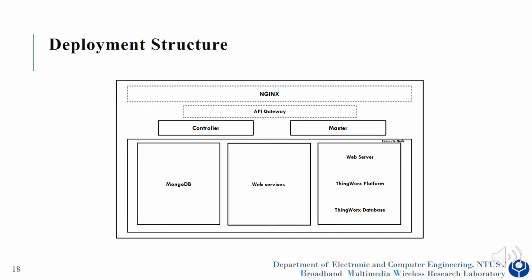This figure is the top view of the deployment structure. So this is the final version after we deploy all of the applications. Nginx and API gateway are deployed outside of the OpenStack. We also separate the MongoDB database to occupy its own VM to ensure data security. The same thing applies for the web service and also ThingWorx and its dependencies, where we also create a separate environment for it.